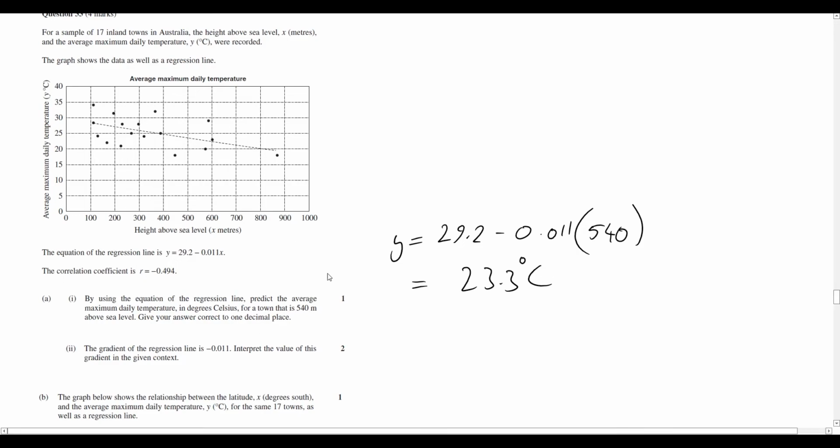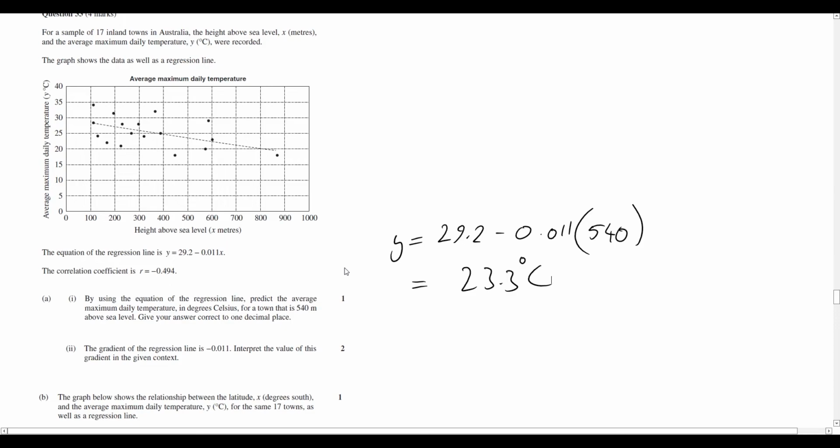Some people might be tempted to just use a ruler here and try to find roughly where that would be on the graph, and you might get a decent spot, but it's much better for us to substitute the value x equals 540 into that equation. So let's do that now. That leaves us with y equals 29.2 minus 0.011, and x is now 540. When we compute that, we get a value of about 23.3, in degrees Celsius. And there we go. So that's part A, part 1.